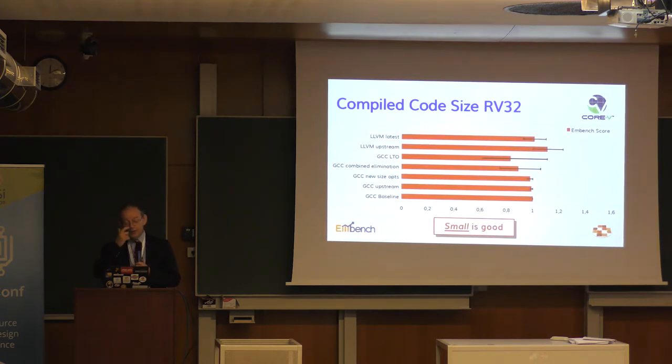We can look at code size. So here we can see a whole load of things. We can see GCC's improved a bit. So there's my baseline. There's the latest GCC upstream, which is 1% or 2% smaller in code size. Our new size optimizations make it even smaller. If you use combined elimination, which is a form of iterative compilation, it gets smaller still. And LTO is actually very good for code size, makes it even smaller. LLVM upstream is bigger than GCC, but the latest LLVM with patches that aren't yet upstream, but you can get off our website, are actually comparable with GCC for size.